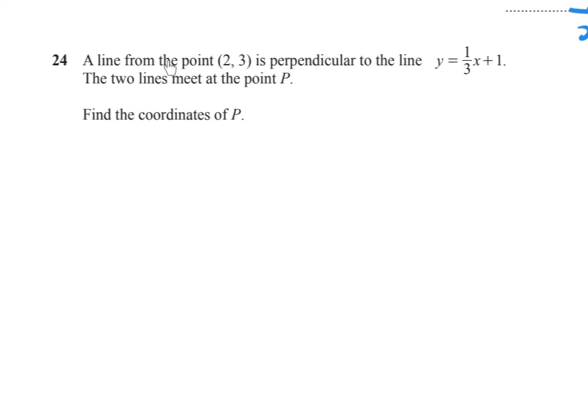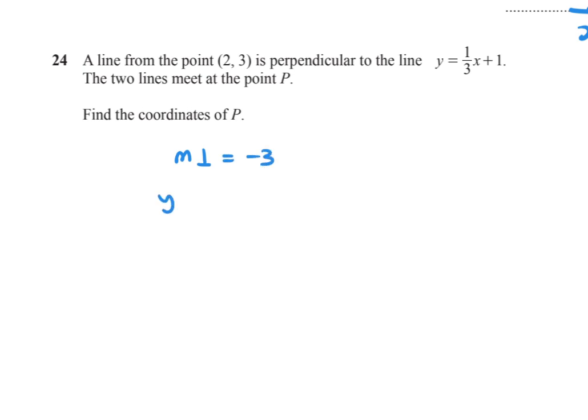Question 24: a line from the point (2, 3) is perpendicular to the line y equals 1 over 3 x plus 1. The two lines meet at the point P. Find the coordinates of P. To find the intersection point, we need the equation of each line. We need the equation of the line perpendicular to this line passing through the point (2, 3). The given line has gradient 1 over 3, so the gradient of the perpendicular is the negative reciprocal, negative 3.